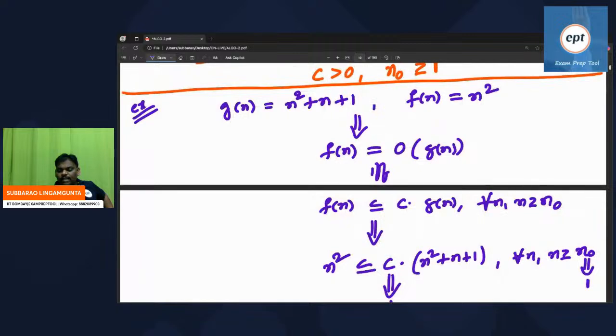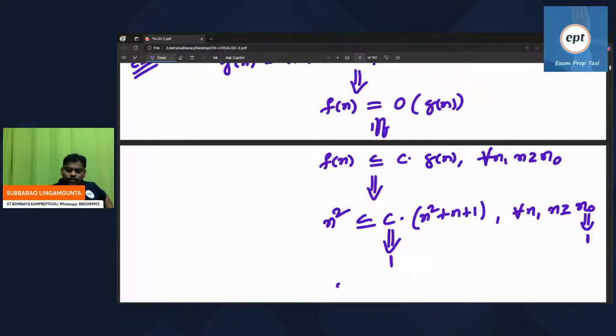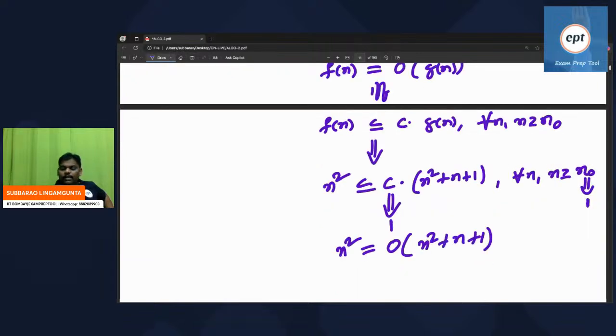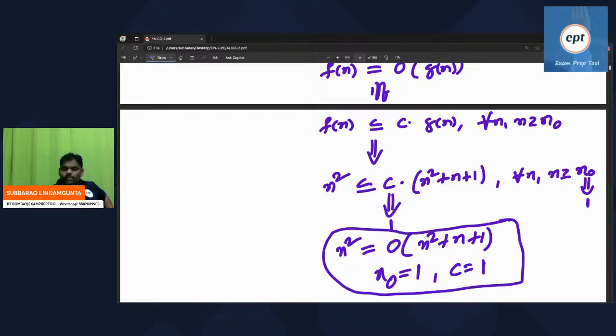That is the reason I can say f(n) is n square and g(n) is n square plus n plus 1. Then I can say n square is big O of n square plus n plus 1 is true, where the starting n value is 1. From 1 onwards it is working, and the C value is 1.